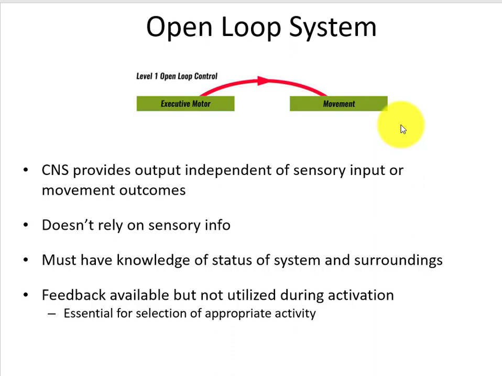That's not to say that feedback isn't available to the system in this case. It's just that it's not going to be utilized during the activation of the movement program, which may be essential for the selection of the appropriate activity. When we start talking about speed accuracy trade-off, what you'll realize is that for open loop control, like we see here, oftentimes these are movements that occur in such a fast time period that you can't actually use any feedback, whether that be from the visual or the proprioceptive system, to control or to correct any movements.